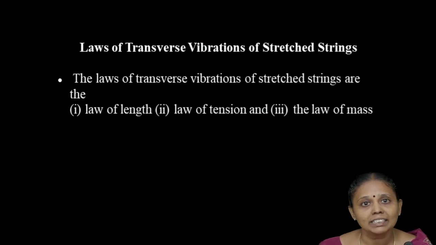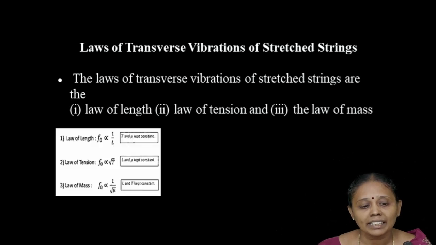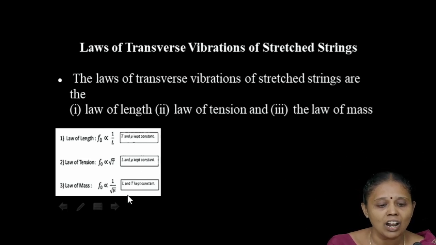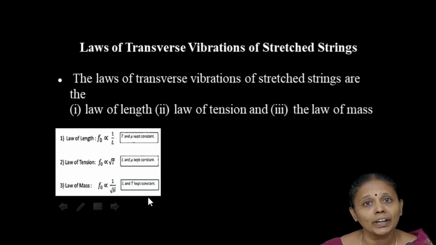Let me explain the laws. The first one, law of length. Second, law of tension. And the third one, law of mass. In the first law, the frequency is inversely proportional to the length of the string, keeping T and mu constant. Whereas in the second law, that is law of tension, the frequency is directly proportional to the square root of tension, keeping L and mu constant. Whereas in the third law, law of mass, F, that is frequency, is inversely proportional to the square root of mu. Here we keep L and T constant.